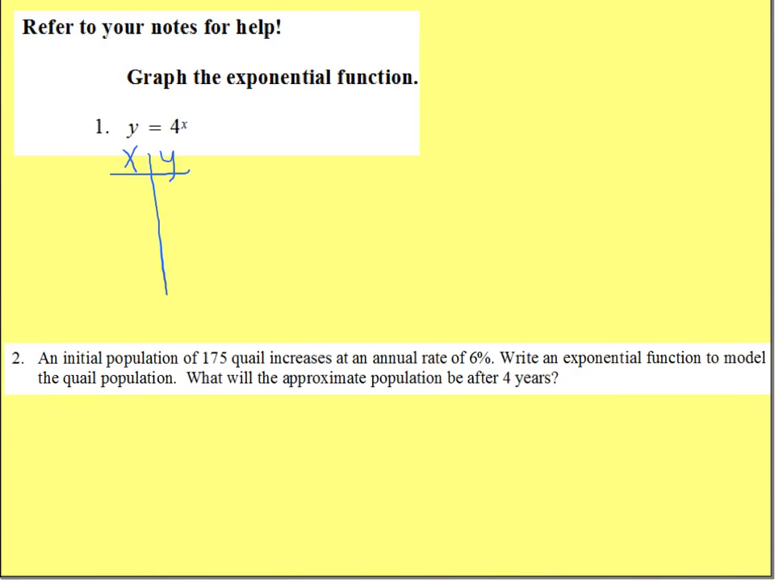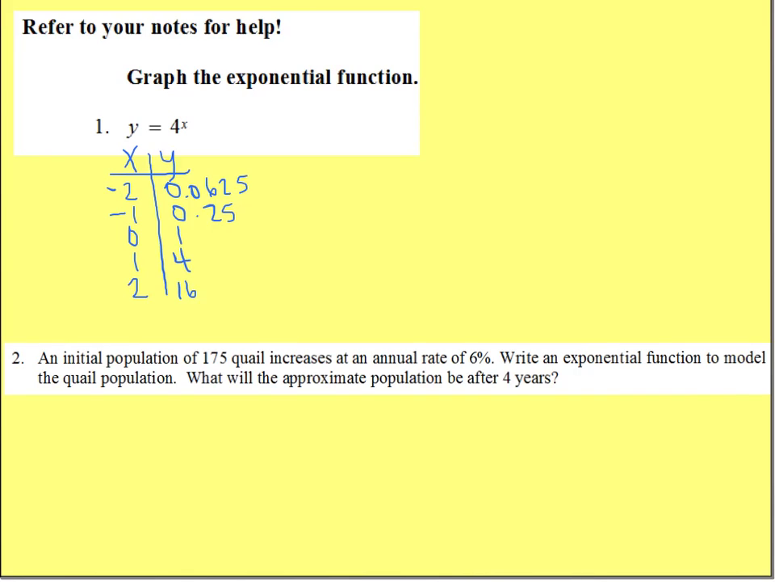So I'm going to plug in -2, -1, 0, 1, and 2 into this function that they've given me, y equals 4 to the x. When I do that, I'll get some points that I can graph. Now what I'm going to put are the decimals that I get. When I plug in -2, I get 0.0625. 4 to the -1 is going to give me 0.25. 0 will give me 1. 1 will give me 4. And 2 will give me 16.